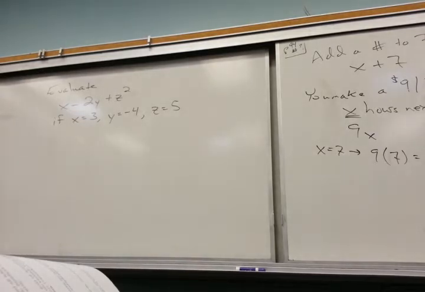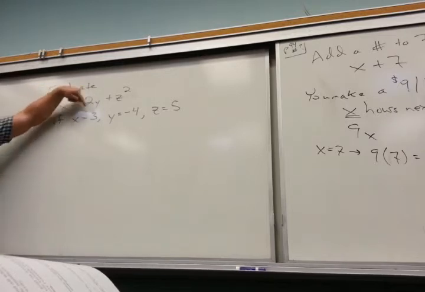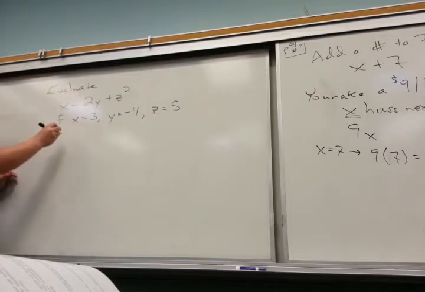Stay with me. Yeah, this is what I call plug and chug. You plug that stuff in, chug the answer out. So it's one step away from what we were doing back in 1.7. This is still an order of operations problem. I just don't know what each of these are until they tell me. So now anywhere I see an x, I'm going to put 3.